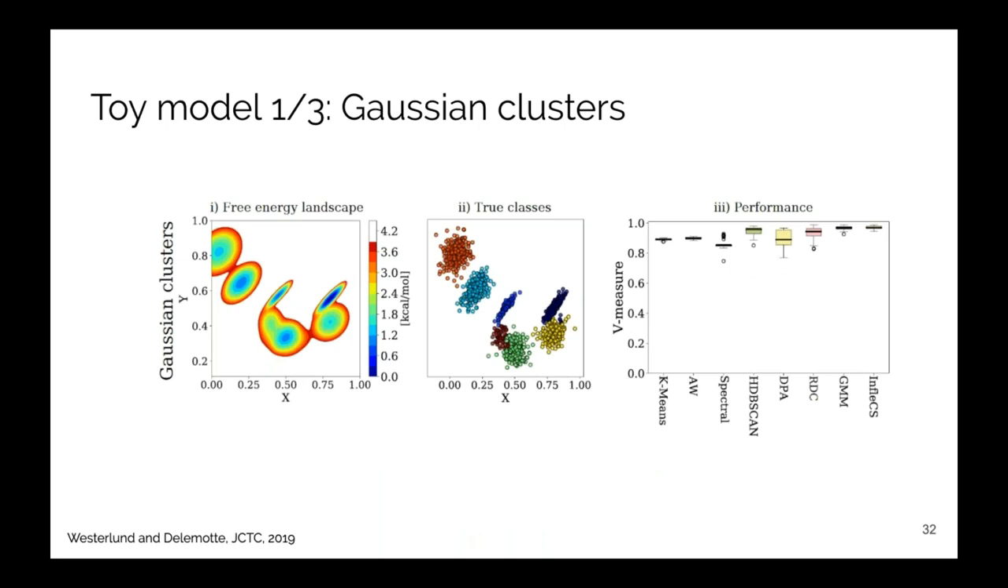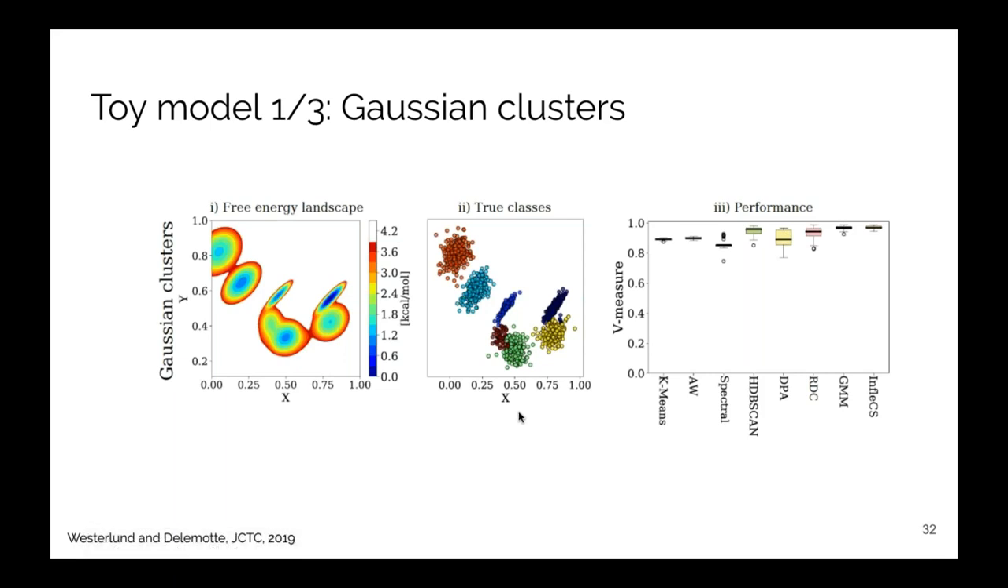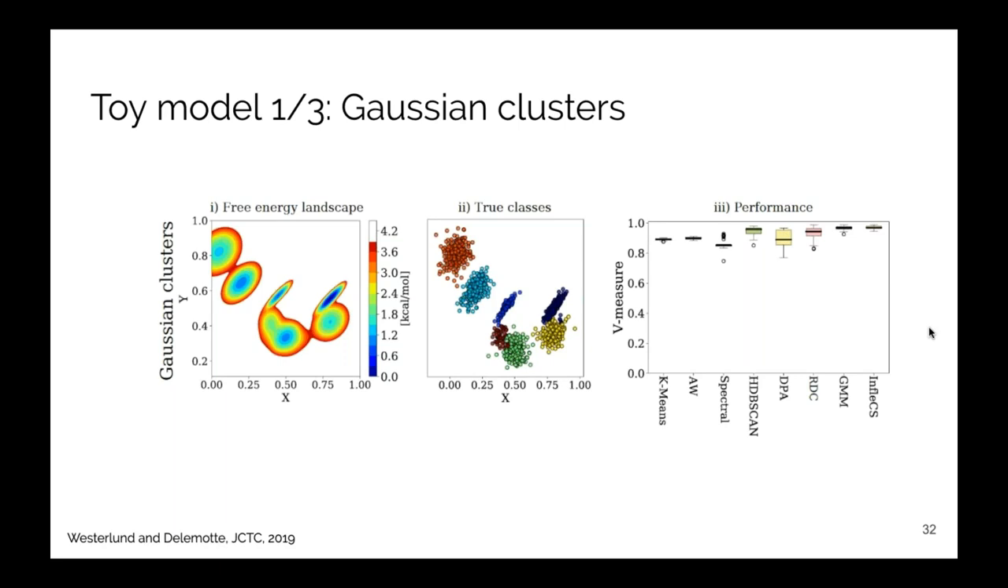If we start out pretty simple, we have a toy model with Gaussian clusters. If we look to the left here, we see the free energy landscape, and we use this to sample data points. In the middle, we see one example of a sampled data set together with the coloring according to the classes. And to the right, we see the corresponding V-measure. What we can see here is basically that all of these methods perform well on this type of data set, which is not surprising because it's full of convex, Gaussian-shaped clusters. But we can see that InfleCS and DMM actually perform a little bit better.